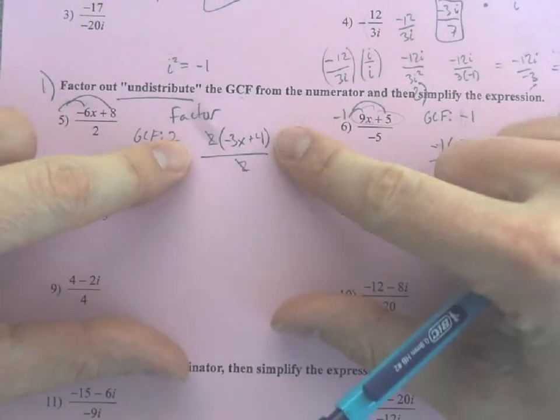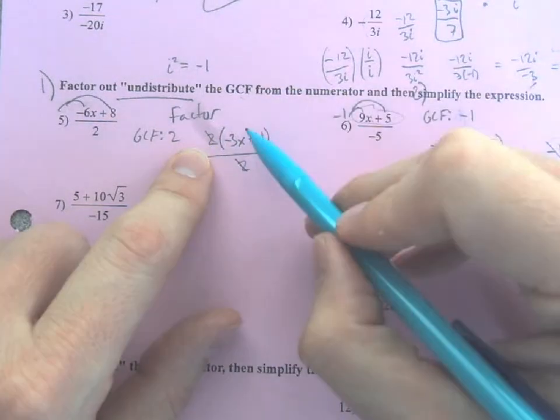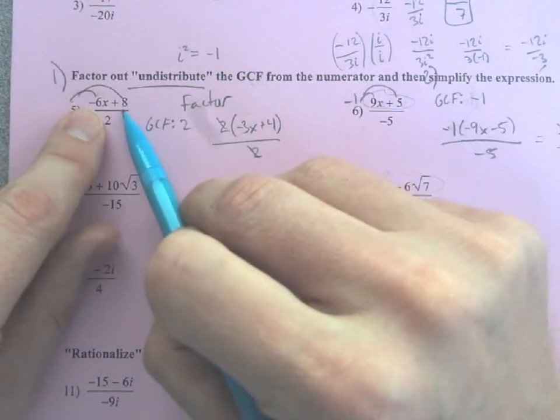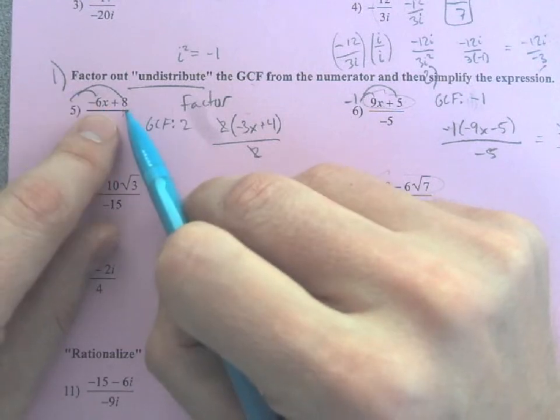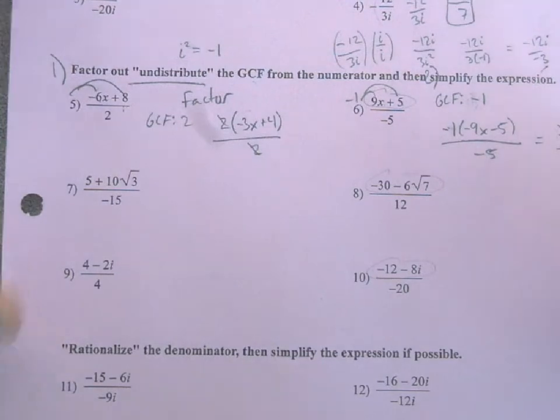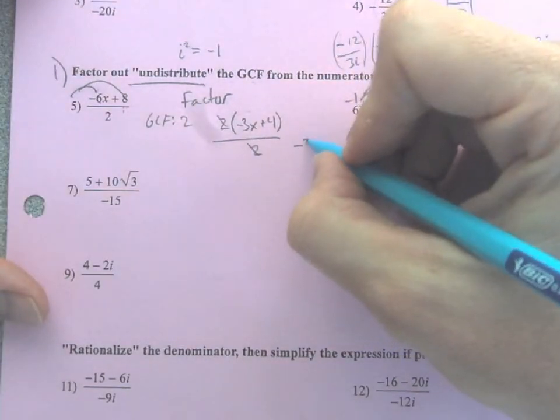Okay. Now again, we can only do that because the 2 is now multiplying all of this stuff. We have factors. Here, we don't have factors. We have two different terms. Here we have two things multiplying each other. So that's kind of what we wanted. So the answer here is the negative 3x plus 4.